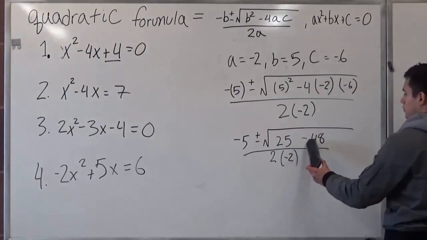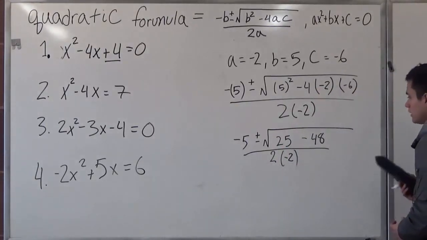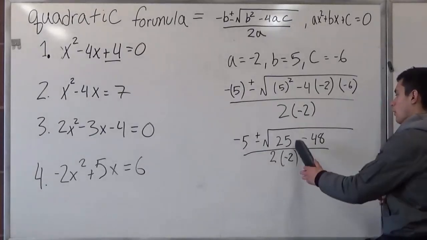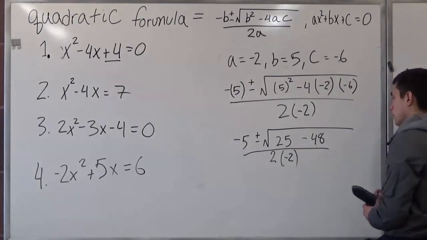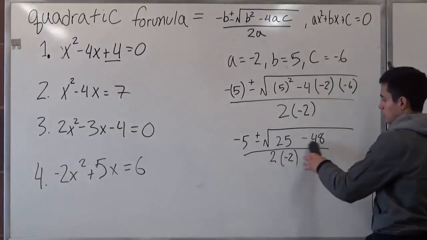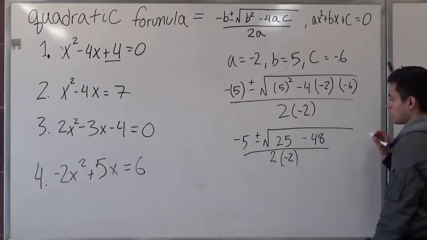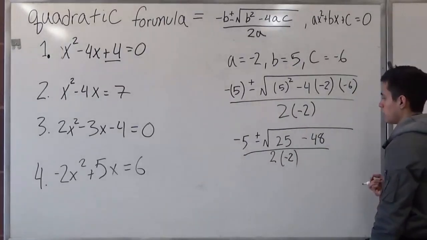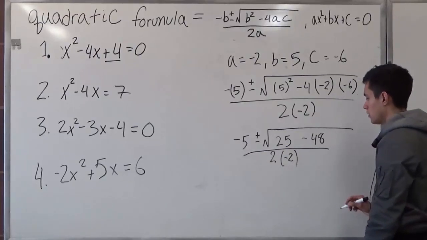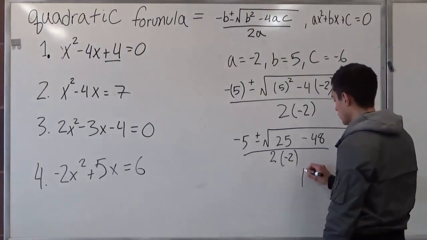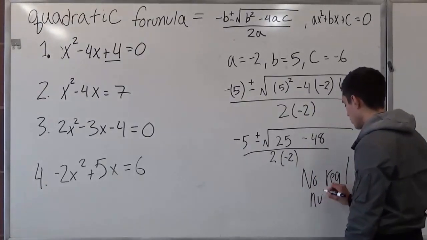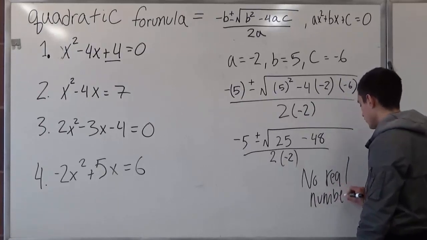So now we take a look at this radical, and we see something very different from the other radicals. 25 minus 48 would actually give us a negative radicand. So from just seeing these two numbers, knowing that they're going to give us a negative number, we can already know that this has no real number solution. So the problem is already solved. And we can write no real number solution.